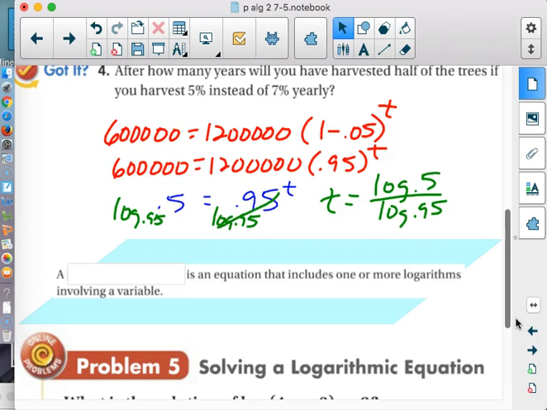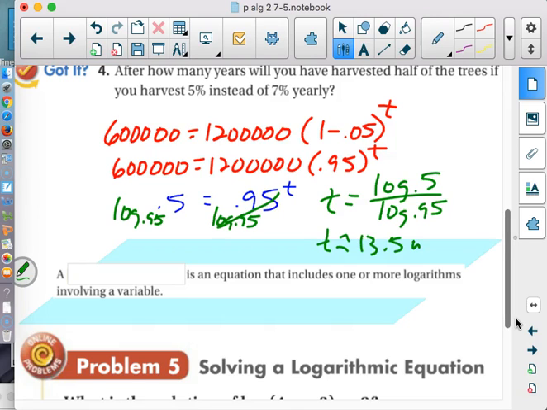Let's see what that comes up. So now they're only going to take 5% instead of 7%. So it better be more than 9.5 years. Log 0.5 divided by log 0.95. About 13.5 years. Which makes sense because they went from 7% down to 5%.